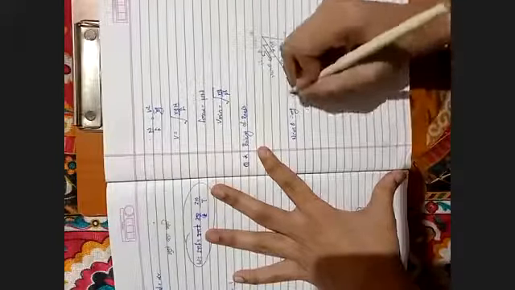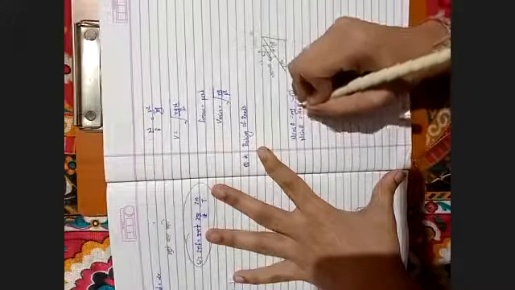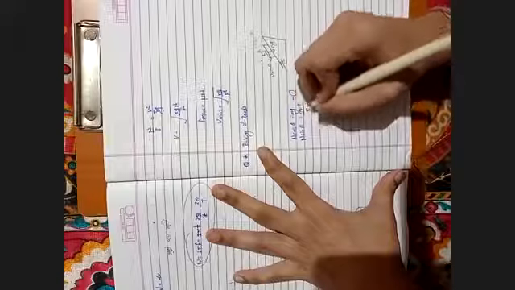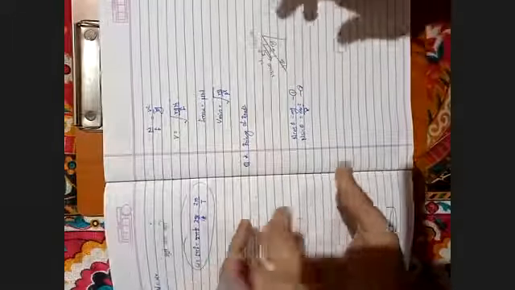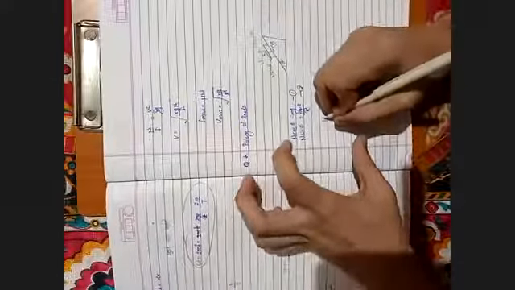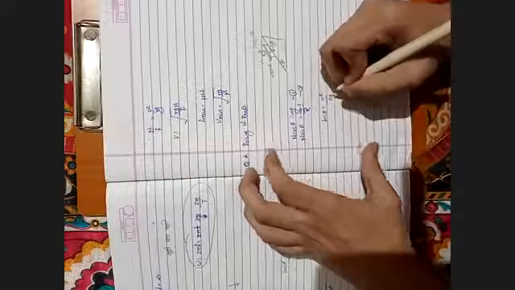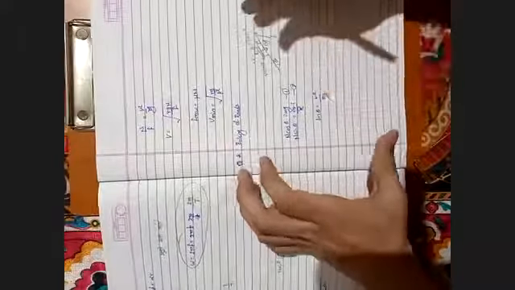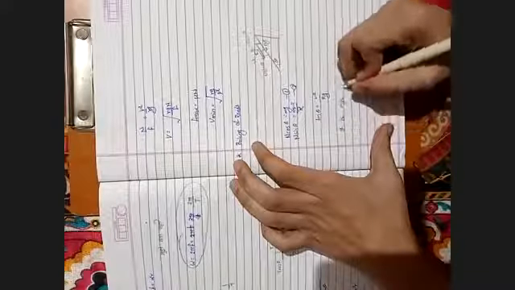This is 1, and N sin theta is equal to mv square upon r. This is 2. So after dividing these, we get tan theta is equal to v square upon rg, where theta is the angle of banking.